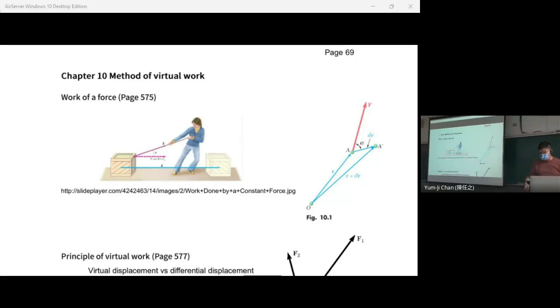Now, we come to chapter 10, method of virtual work. Virtual work in Chinese is 虚工. I will explain it in a minute. What this is. In Chinese, it's 虚工, virtual work.